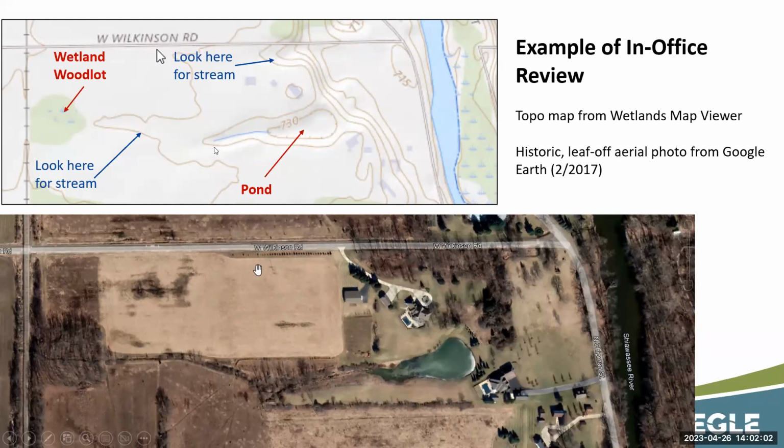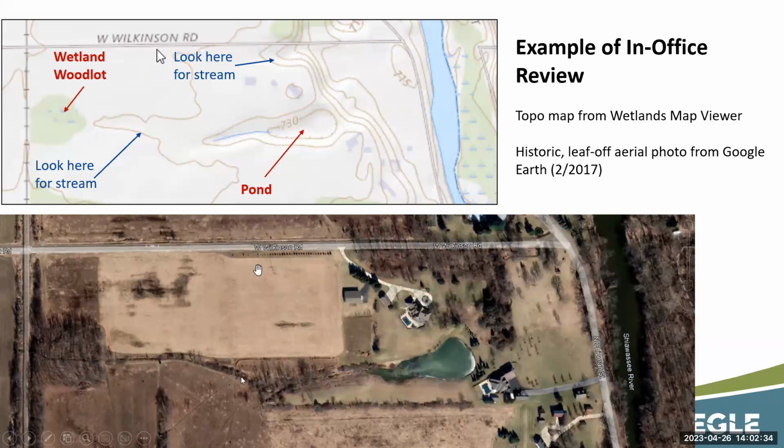And then to sort of further support that, you're going to want to look at these aerials leaf-off. You've got this wetland woodlot over here, and you've got a pond, and you can see in this aerial that you've got this linear feature here that connects those two. So you've got vegetation. You can't really tell from this aerial if there is a stream there or not, but this is where you're going to want to look when you go out in the field.